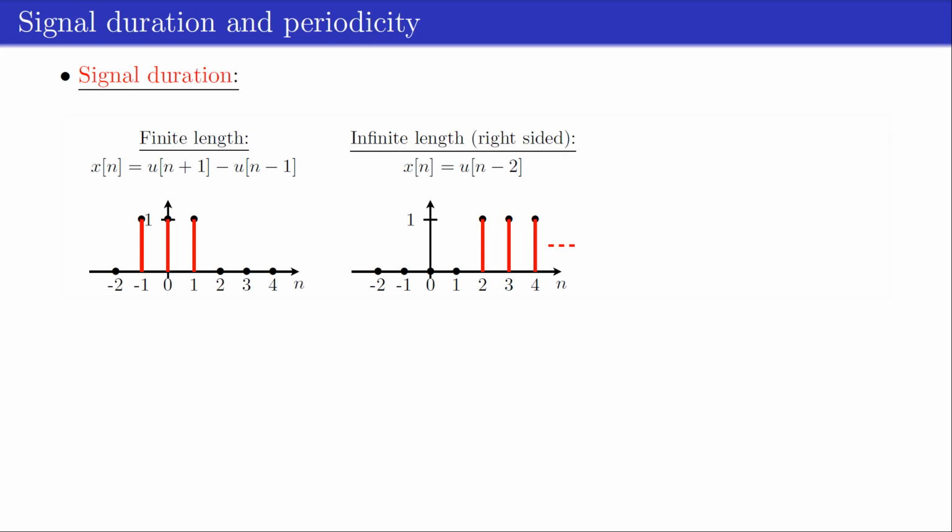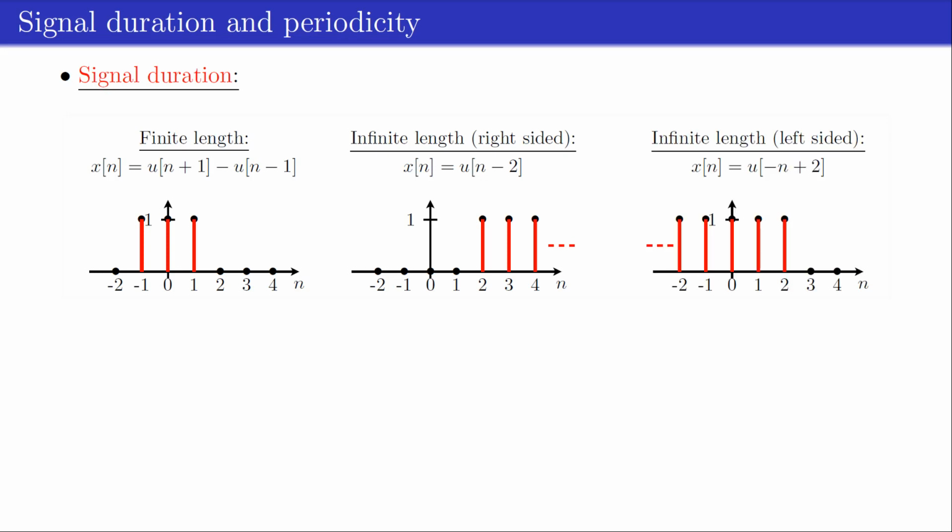Similarly, an infinite length sequence is said to be left-sided if, for some integer n0, the signal is 0 for all indices n larger than n0. An example of such an infinite length left-sided sequence is u[-n+2], which is equal to 0 for all indices n larger than 2.